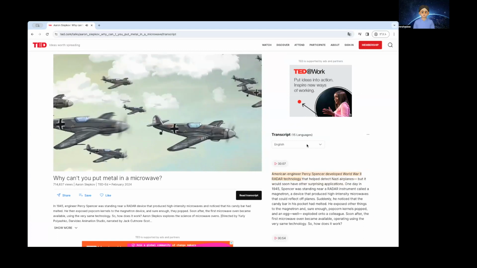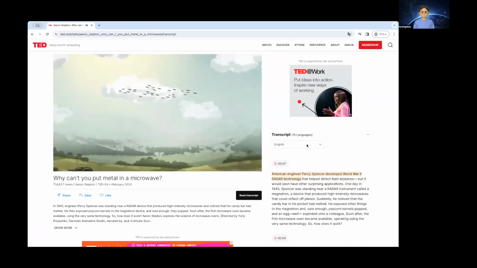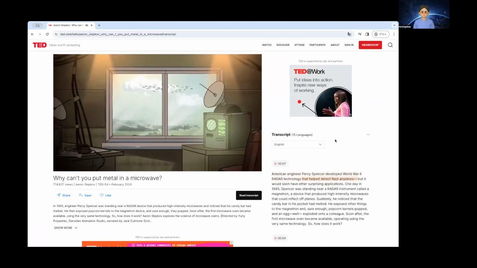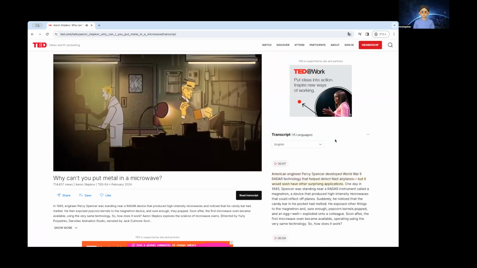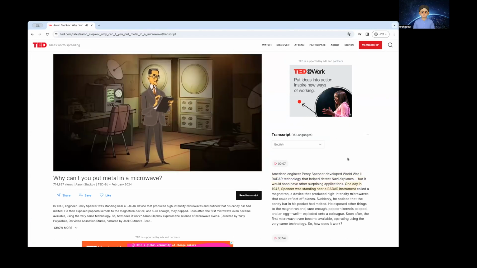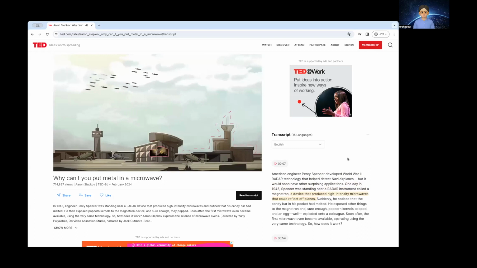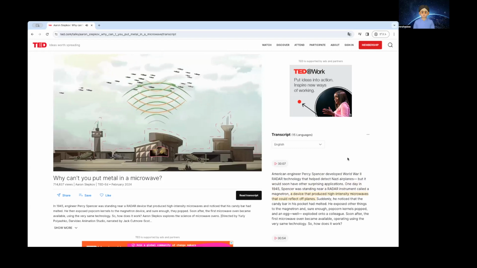American engineer Percy Spencer developed World War II radar technology that helped detect Nazi airplanes, but it soon had other surprising applications. One day in 1945, Spencer was standing near a radar instrument called a magnetron, a device that produced high-intensity microwaves that could reflect off planes.